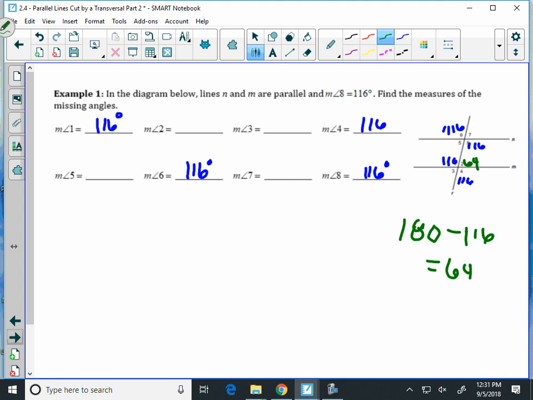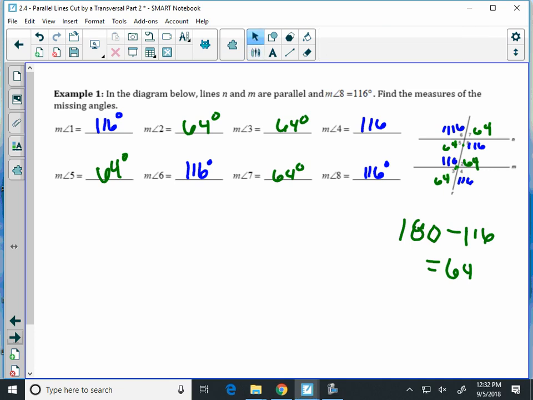Well, what other angles are 64? 3 because it's vertical to 2. What else? 5 because it's corresponding to 3. What else? 7 because it's vertical to 5. Okay. You also could have noticed that these were same side interior angles. You maybe noticed that those were a linear pair. You could have also noticed that those are same side and you're still subtracting them from 180. Okay, it's just however your brain looks at the picture. Sometimes you might do a totally different path than your neighbor and you still get the right answer. But sometimes there's more than one way to get the right answer in geometry.